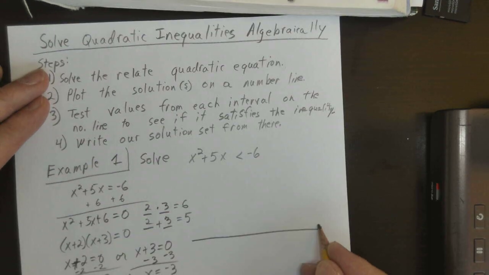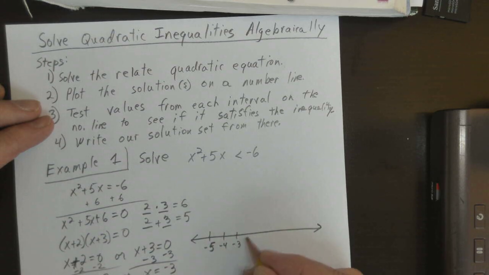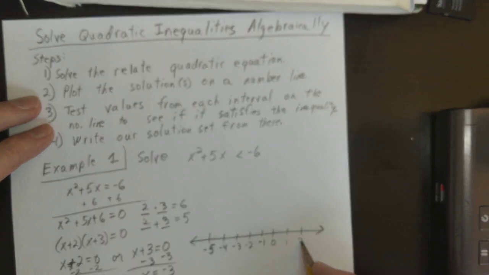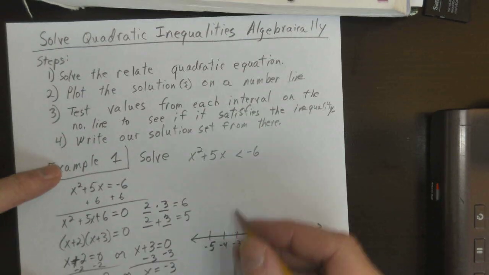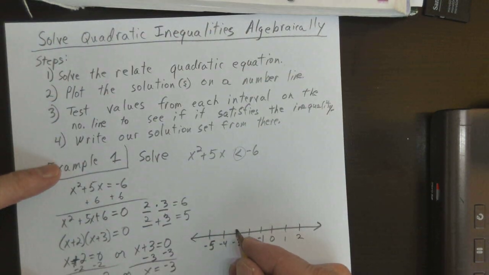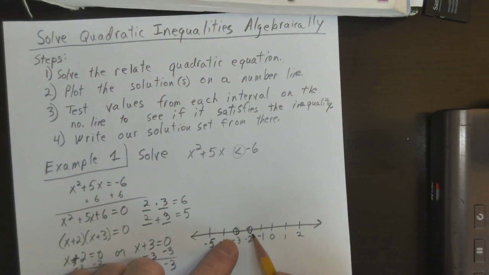So what do we do now? We plot the solutions on a number line. I got -2 and -3, so I'll start at -5, -4, -3, -2, -1, 0, 1, and so on. I'll put 2 down, makes it look better. On my number line, since this is just less than, I'm going to put an open circle at -3 and an open circle at -2. If it were less than or equal to, I would fill those circles in.